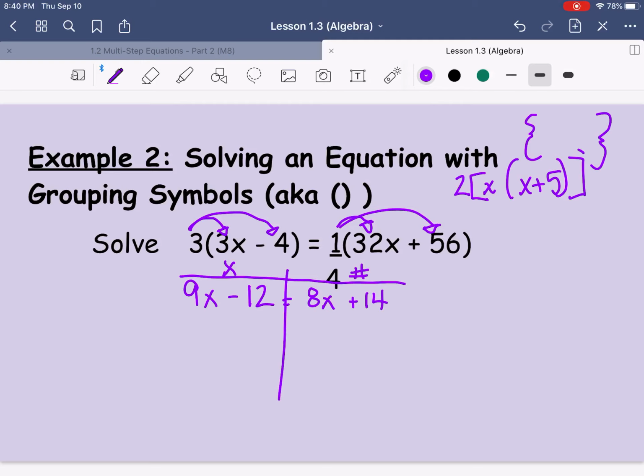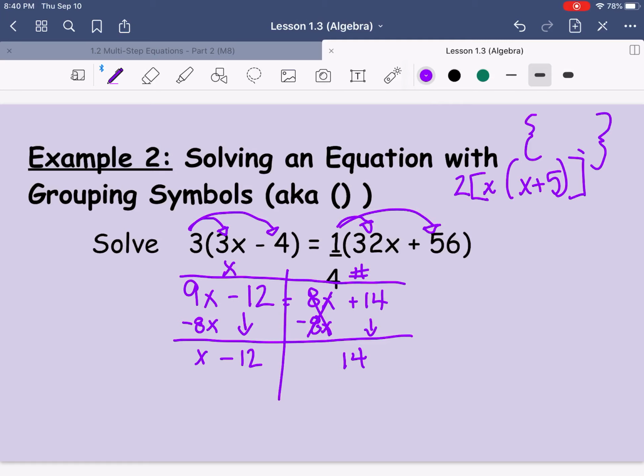So what needs to move here? Well, I'm going to go ahead and move the 8x, although you could start moving something else. It's up to you. 9x minus 8x equals 1x, or just x. That negative 12 stays, and the positive 14 stays.